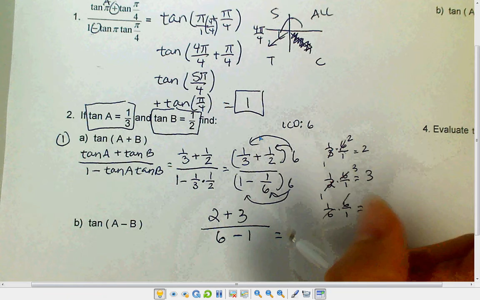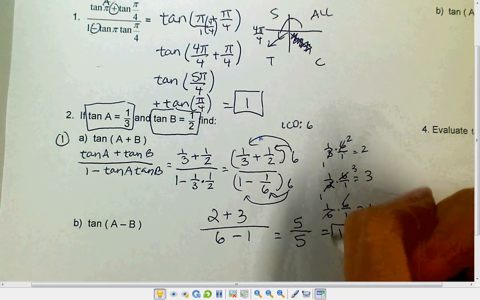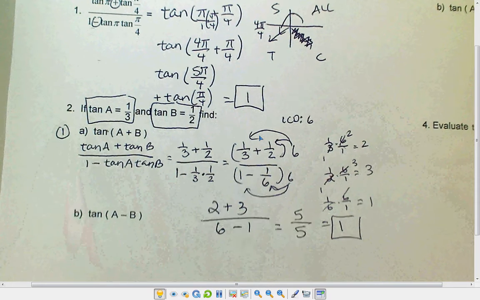So we have 2 plus 3 is 5. 6 minus 1 is 5. 5 divided by 5 is 1, and that's our answer for part A of number 2.